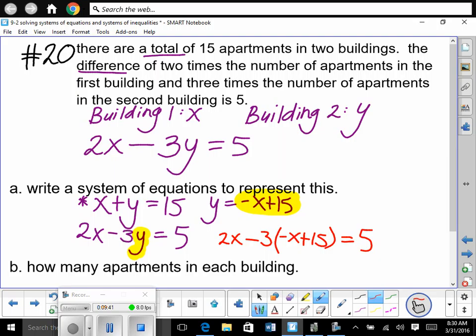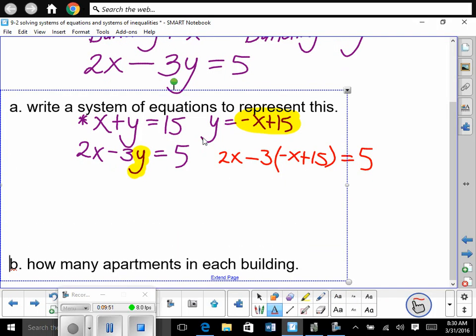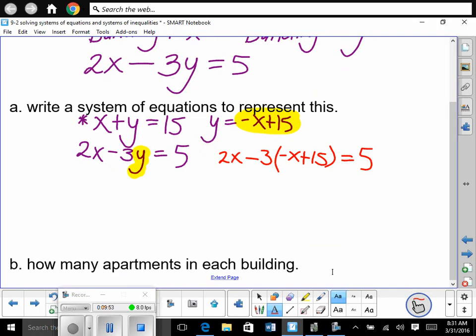So I kind of needed more room. Let me give myself a little more room here. Okay. Let's go ahead and continue solving.